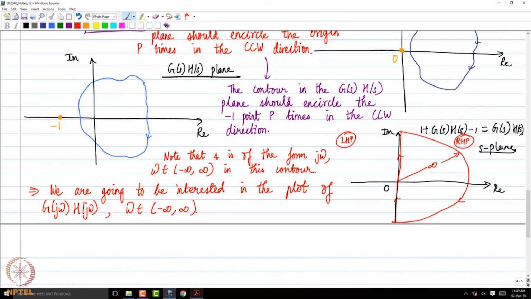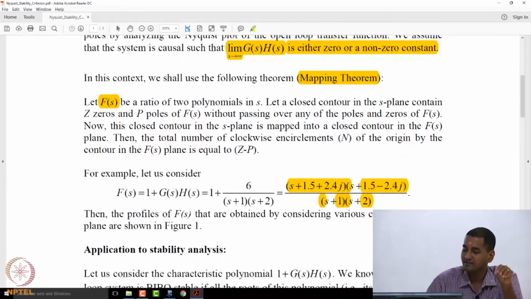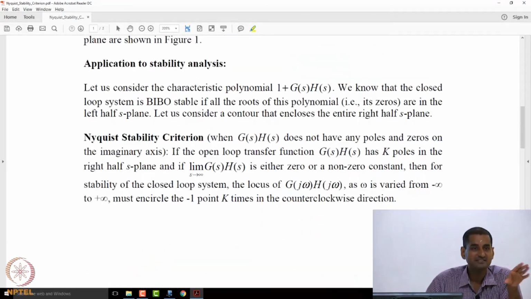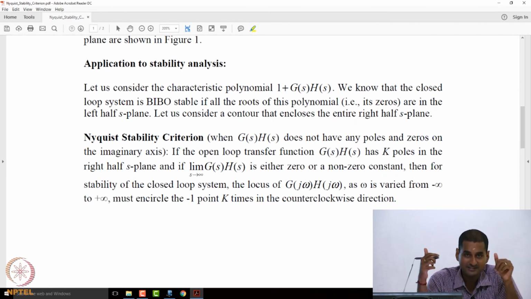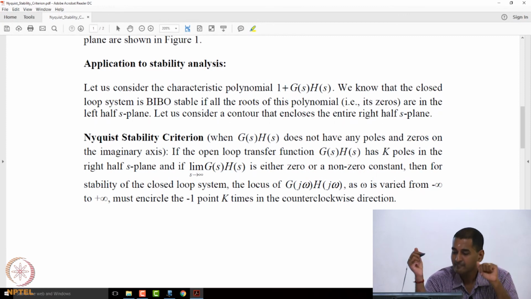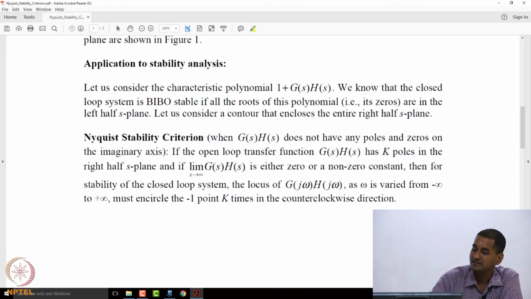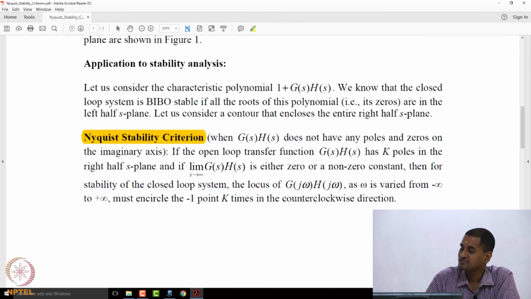So let me go back, we will read this statement and we will come back and discuss it in the next class, and I will allow you to also think through these details, right. We have discussed a lot of points, we will recap once again, right. So if you look at the Nyquist stability criteria, that is the Nyquist stability criteria finally. Of course, this is a criteria when g of s h of s does not have any poles and zeros on the imaginary axis. That is the case we started off with.